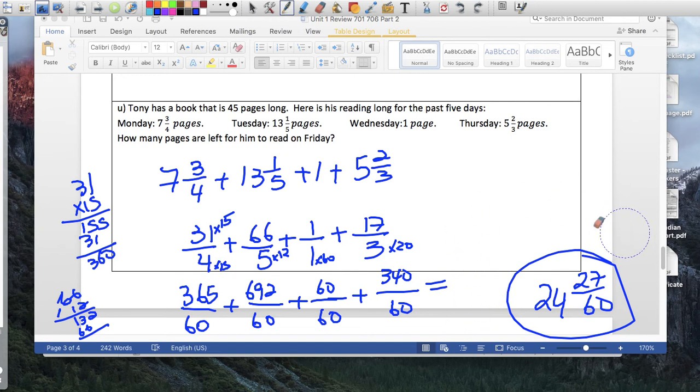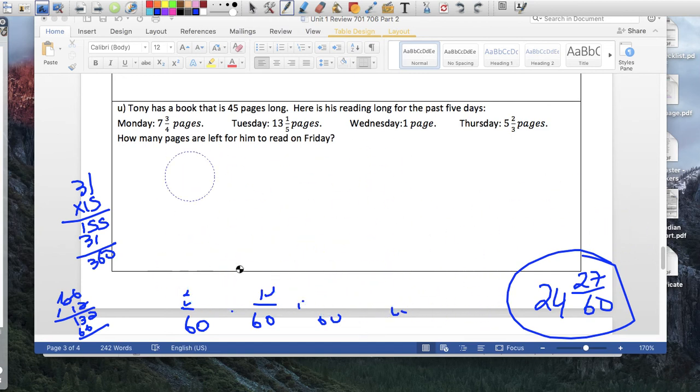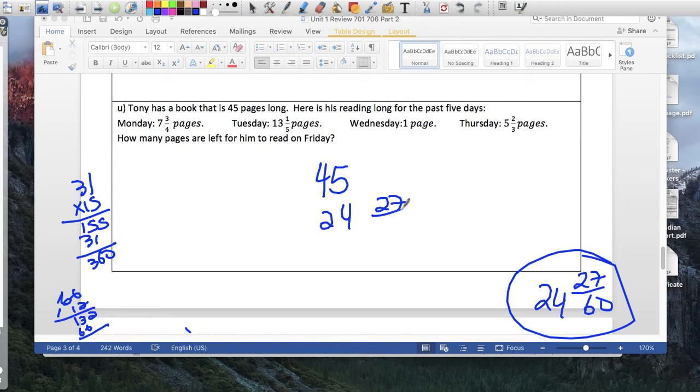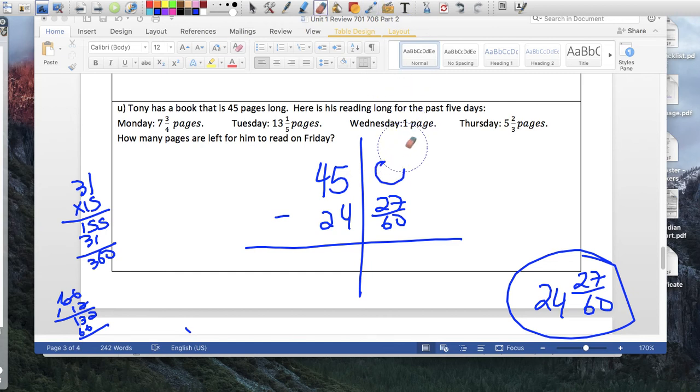So I know the book's 45 pages long, yeah? So I'm going to subtract, and I'm going to subtract this way. 45 minus 24 and 27 over 60. I'm going to subtract like that. Now notice if this was a decimal, you would put a 0 and you do some borrowing. So it's the same idea here.